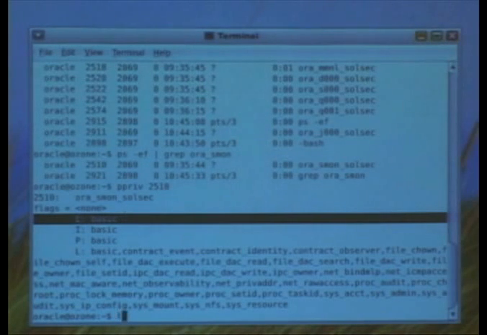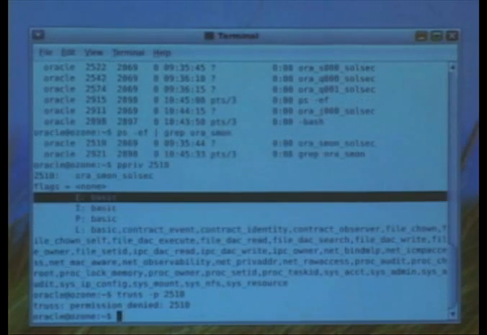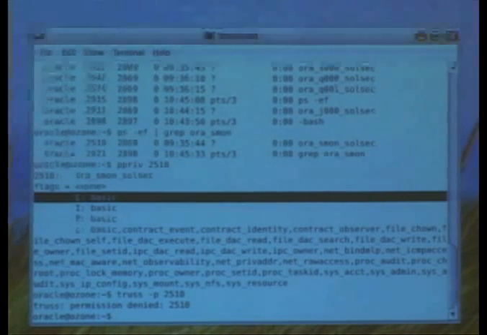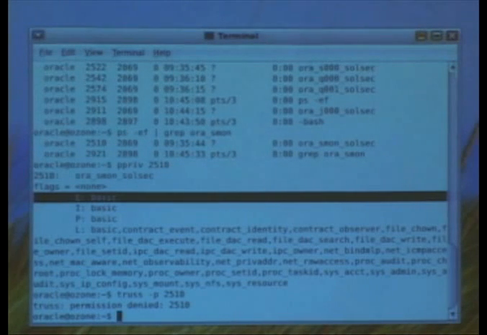So if I do, for example, a truss on this particular process ID, 2510, I get a permission denied, although I'm the owner. So here's an example where a process was started through SMF with more privileges than the user has, right? And for the process to be successful, it might need all these privileges. So I, as the user Oracle, cannot run this process just out of the bin directory.